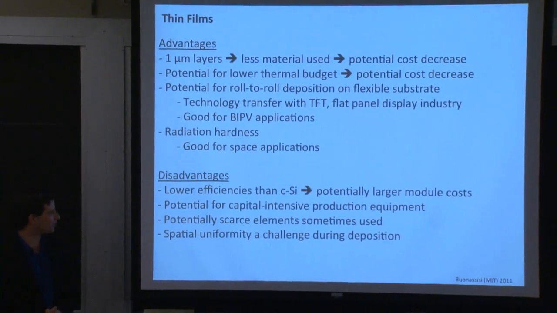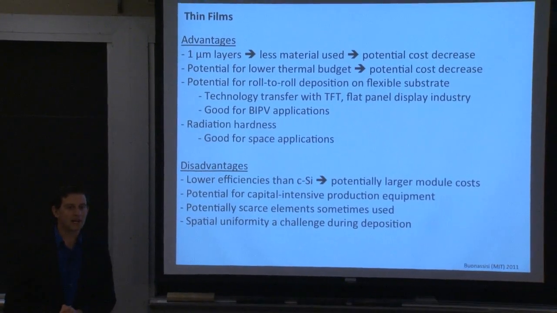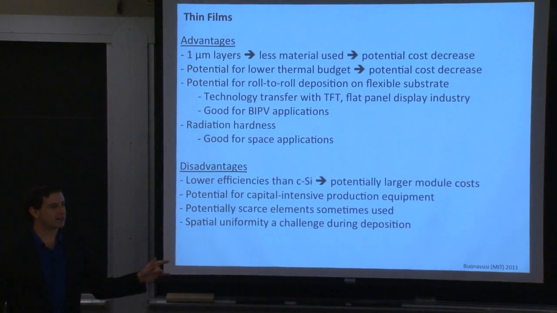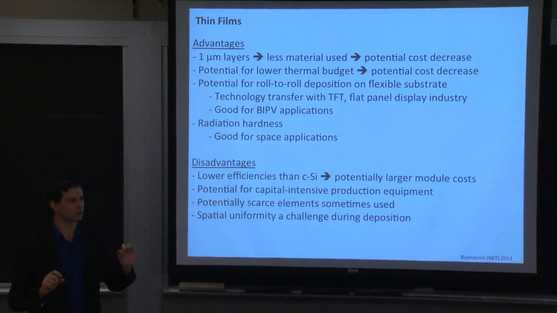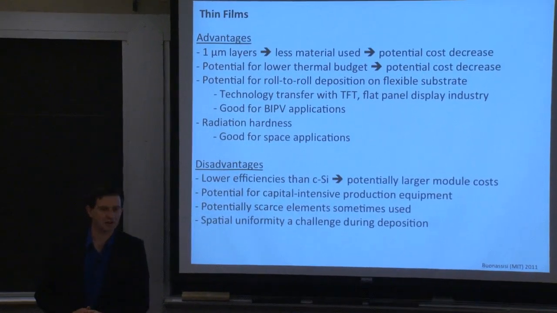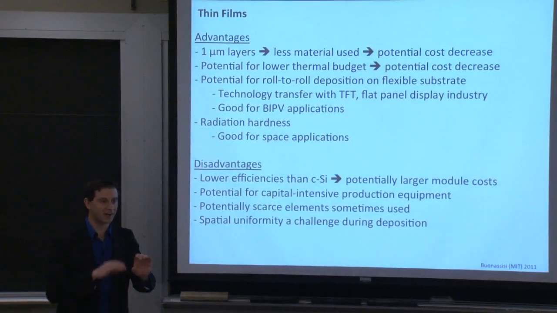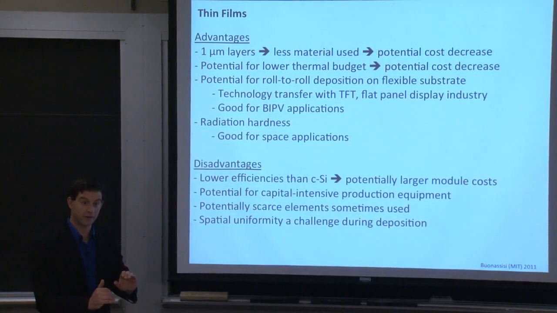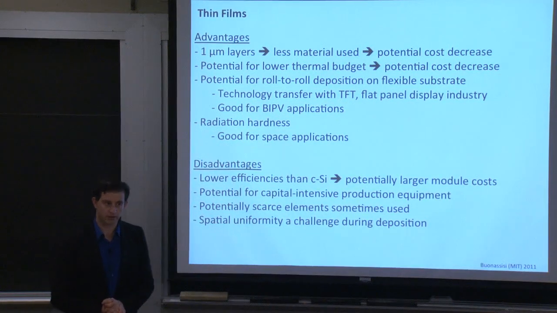And spatial uniformity is a challenge during deposition. Imagine trying to deposit a film 1 micron thick over glass that is 1 meter in size, right? You're talking about a 6 order of magnitude aspect ratio here. So we have to somehow deposit a film a micron thick and layers that are even thinner, that might be only a few tens or hundreds of nanometers, on top of that and below that absorber layer to separate charge, for instance. And that's really challenging to do on a very large scale.